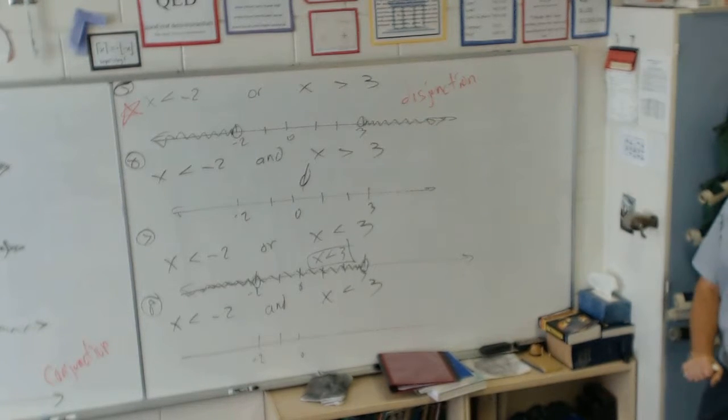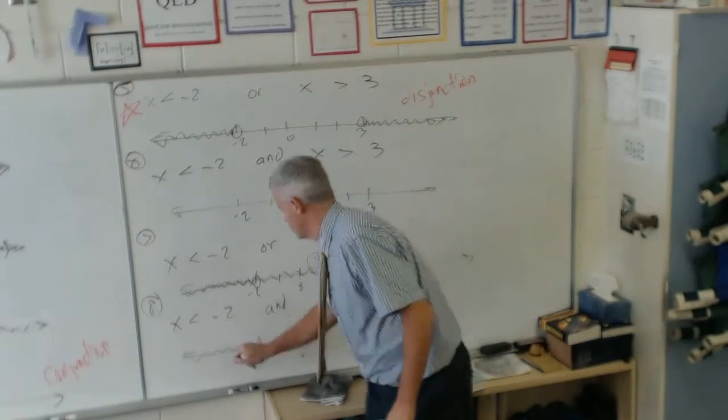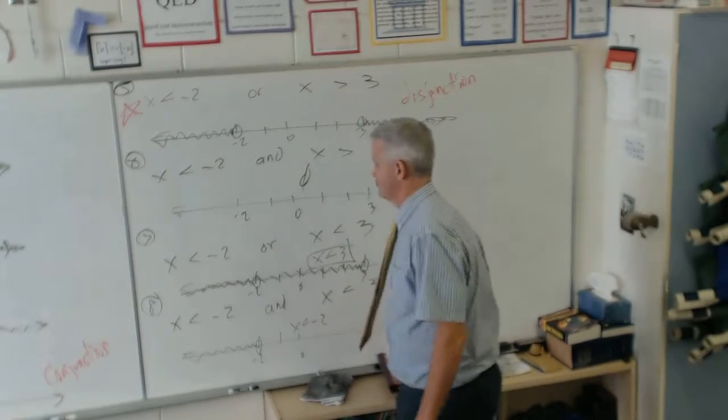We need the numbers to be less than -2, and they have to be less than 3. Oh, I mean, less than -2, right? It's just less than -2. So the final answer, x is less than -2.